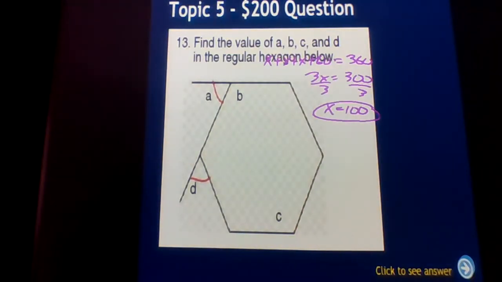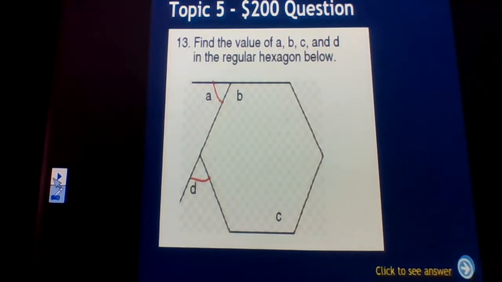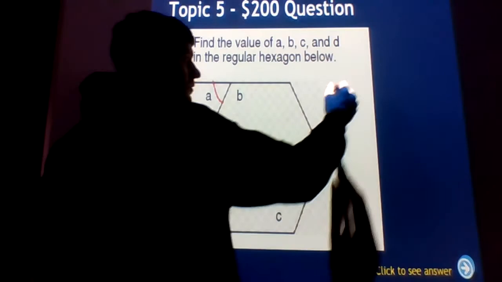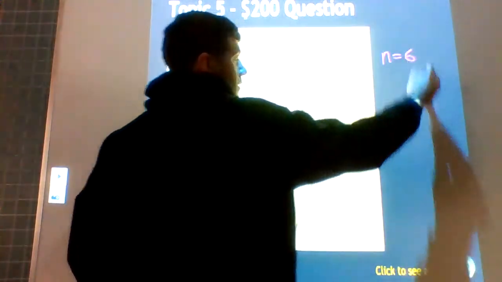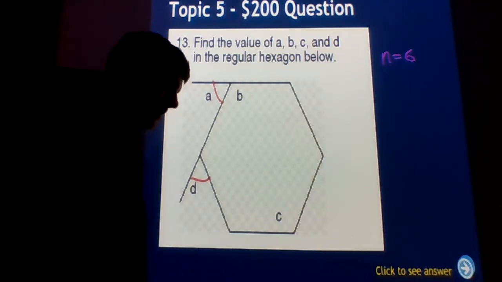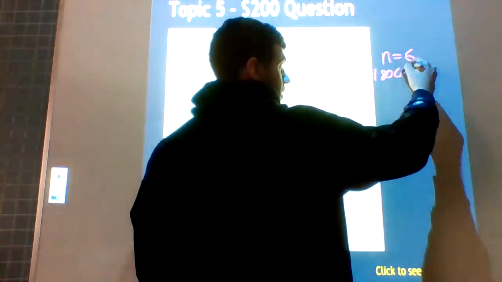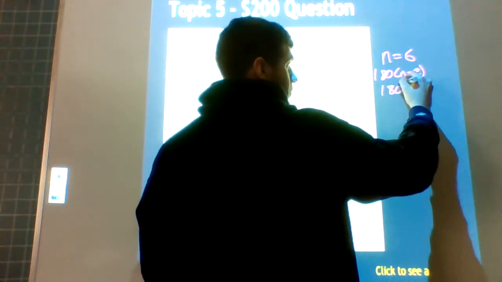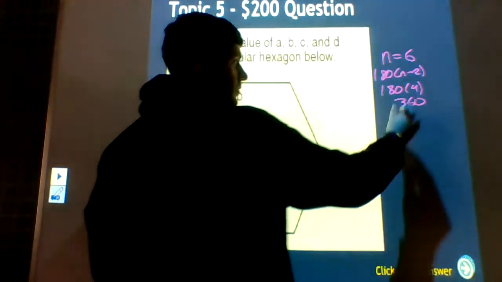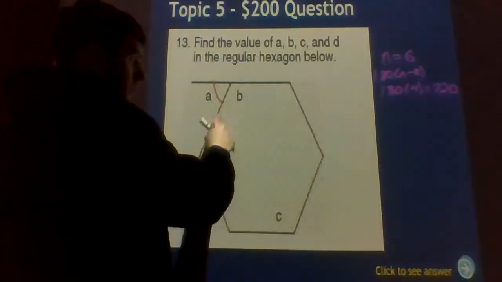Okay, we want to find the values for A, B, C, and D. So this is a hexagon. It has 1, 2, 3, 4, 5, 6 sides. To find the sum of the interior angles, you've got to do 180 times n minus 2. So that's 180 times 4, which is 720. So the sum of these 6 angles is 720.